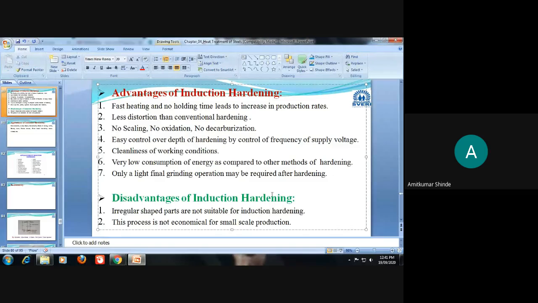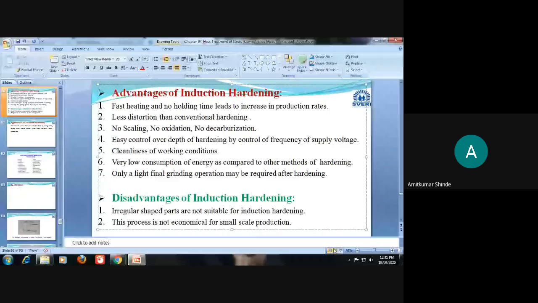This is induction hardening. If an irregularly shaped or complicated shaped component is there, it is very difficult to perform induction hardening because heating becomes difficult or non-uniform. Due to that, we will not be able to get the desired hardness or desired wear resistance of that surface.